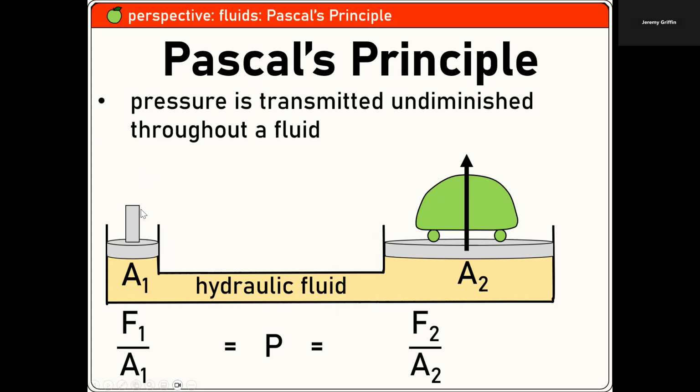So the left side force is your input force. You're pushing down on this piston, and it's a very small cross-sectional area piston, which is A1. And then the car is a large cross-sectional area, but also a large force. All right, is that okay? Let's switch over and have you guys solve one of these. You guys ready for me to switch to the screen? Give you guys a moment to jot that down. Pascal's principle.